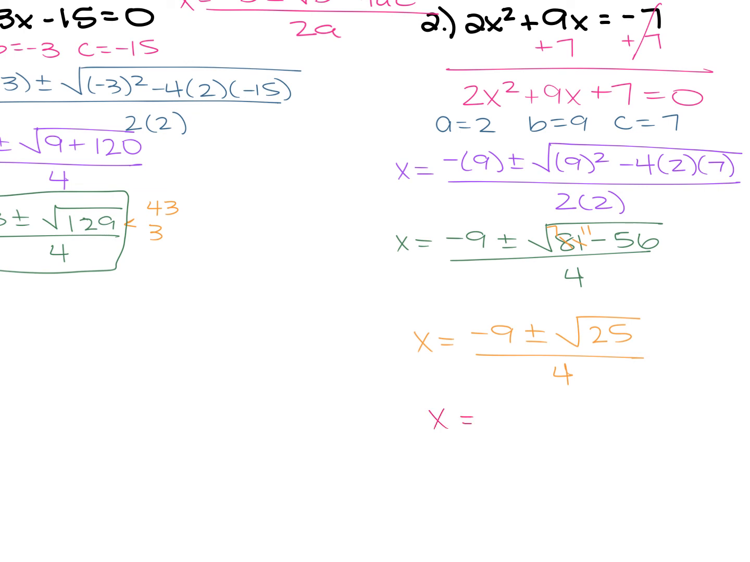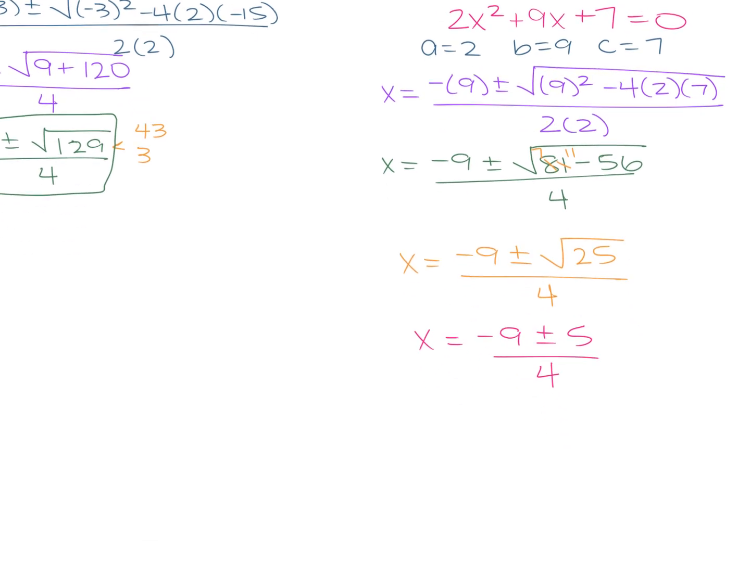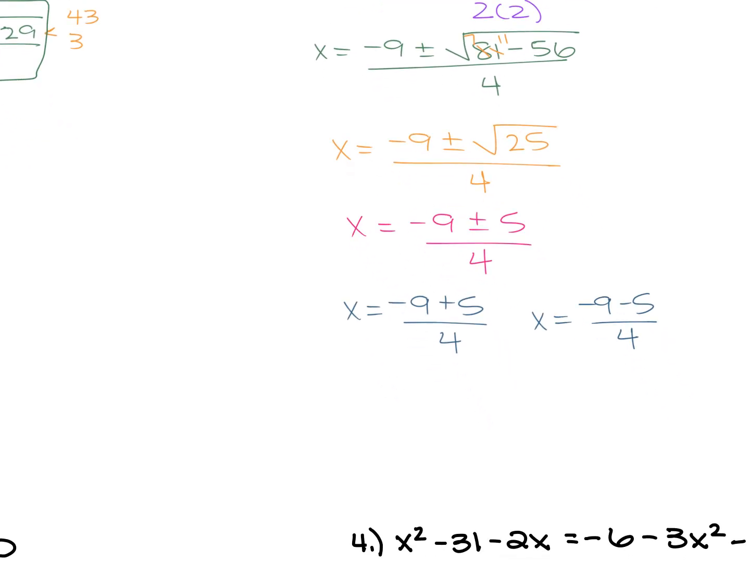So you are going to simplify this into two equations, or two fractions. One that's x is equal to negative 9 plus 5 over 4. The other one that is x is equal to negative 9 minus 5 over 4. If we add that 5 with that negative 9, it gives us negative 4 over 4, which simplifies to be negative 1. If we subtracted the 5 from the negative 9, that would give us negative 14 over 4, which would then simplify to be x is equal to negative 7 over 2.